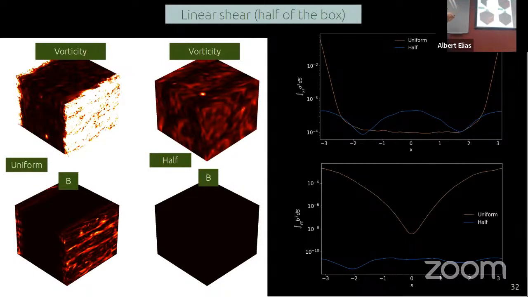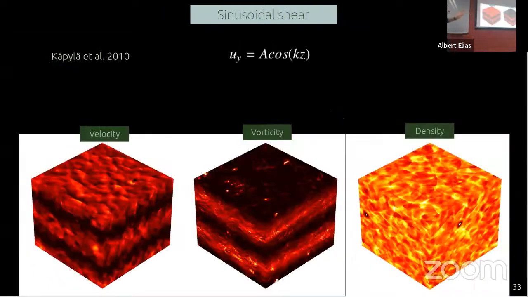And the magnetic field, it grew a bit. So even though we could not trust these results, it looked like this kind of shear could create dynamo growth. And we went for sinusoidal shear, which is a bit more complex, which means that there's a side of the box that is going that way and the top of the box, which is going this way.